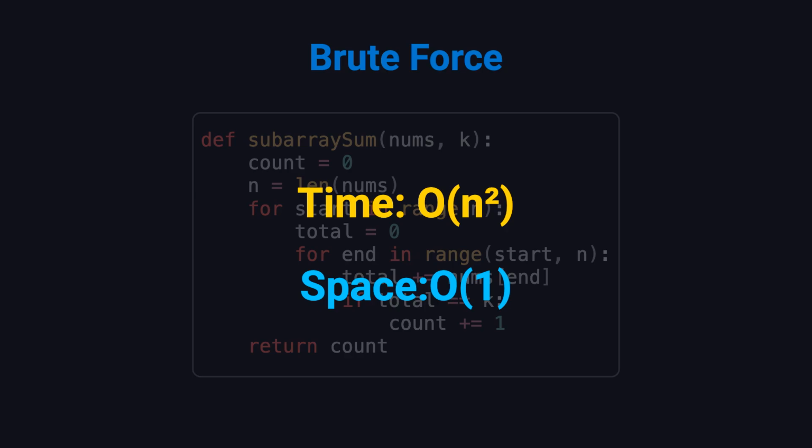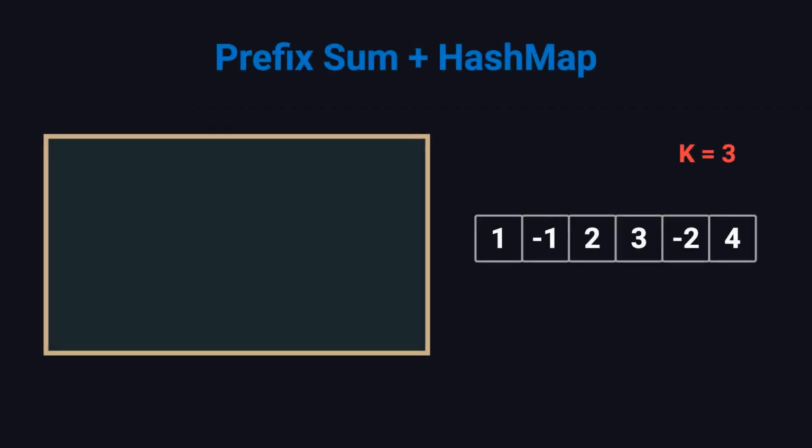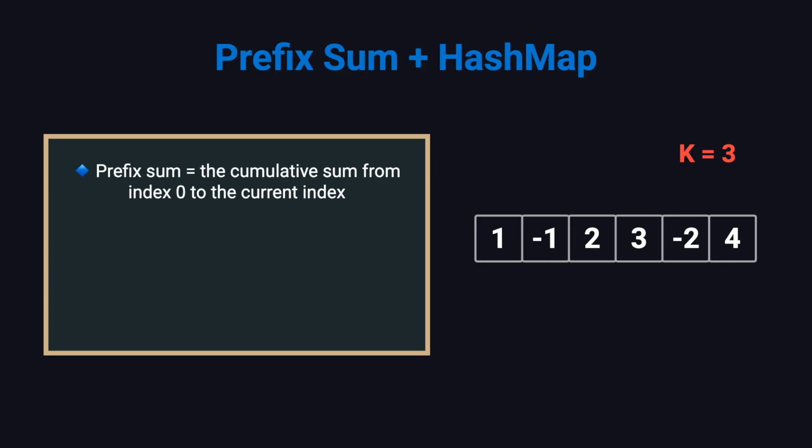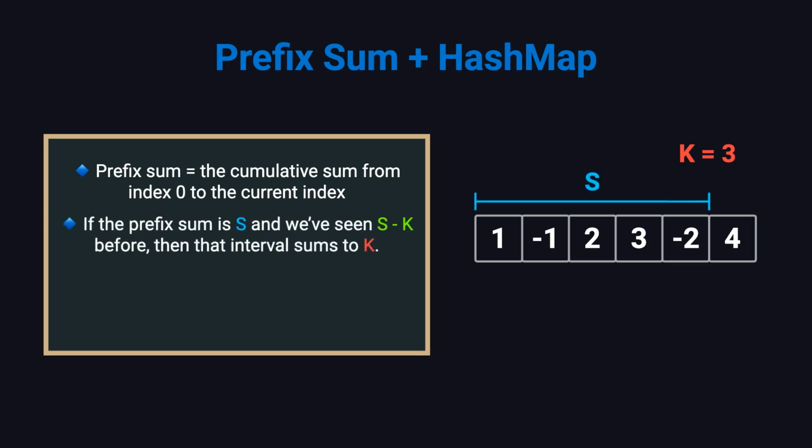So is there a smarter solution? Yes. And it's actually a very famous one. We use prefix sums combined with a HashMap. Here's the big idea. A prefix sum is the running total from the beginning of the array up to the current position. The key observation is, if the current prefix sum is s, and there was a previous prefix sum equal to s minus k, then the sum of the elements between those two positions is exactly k.